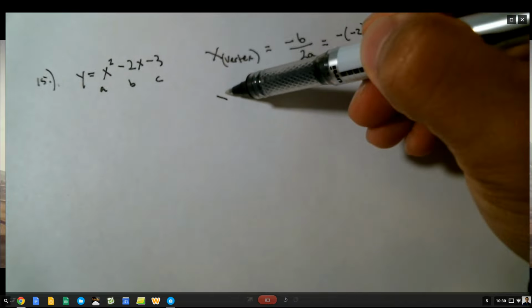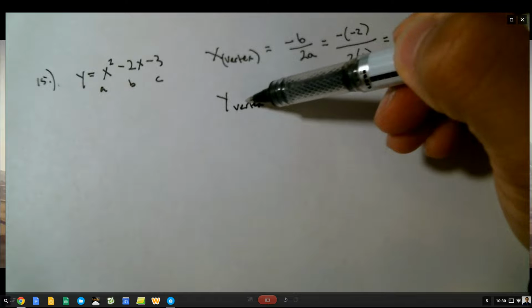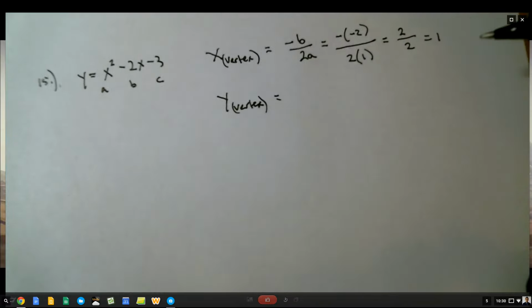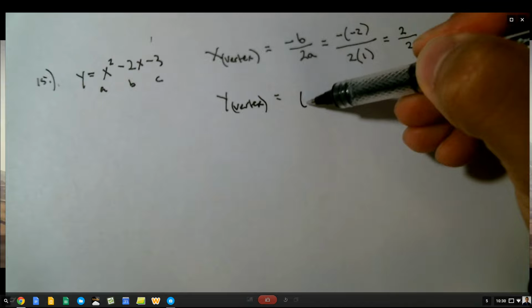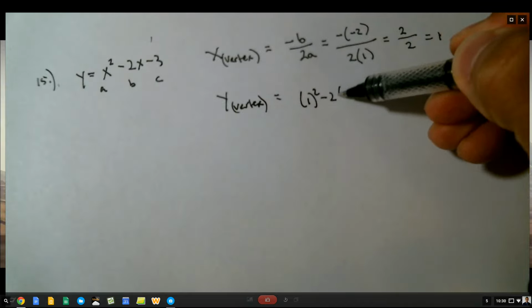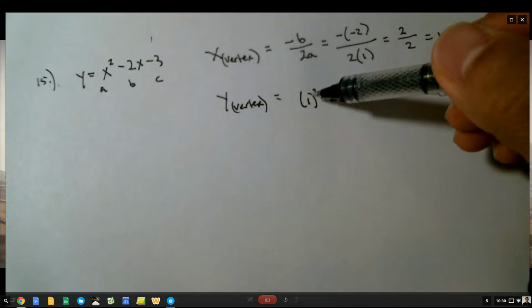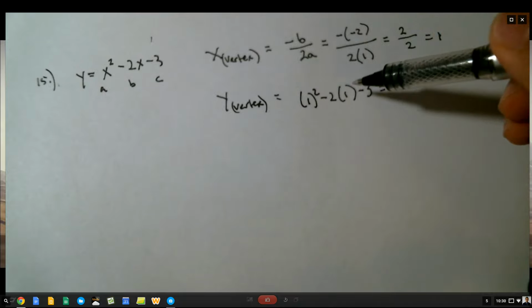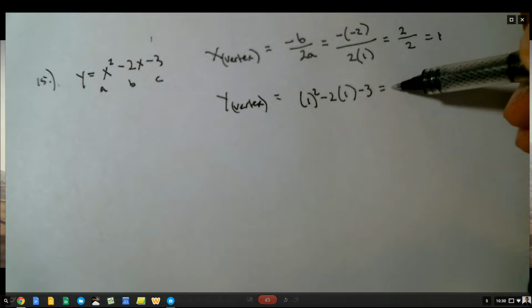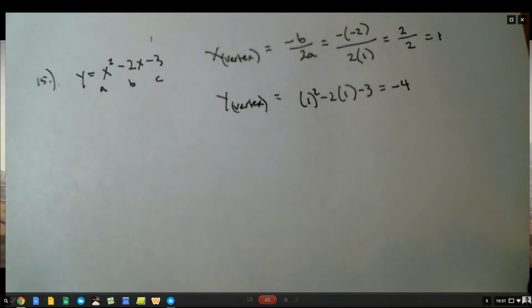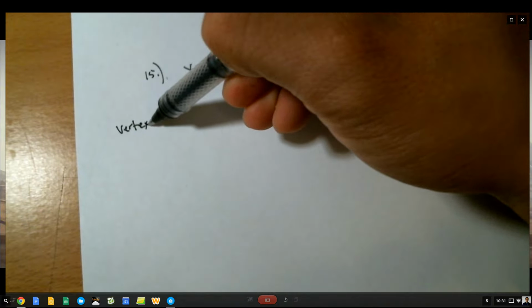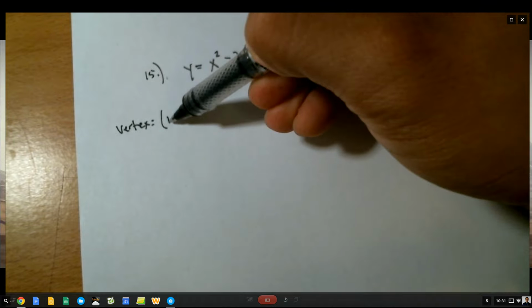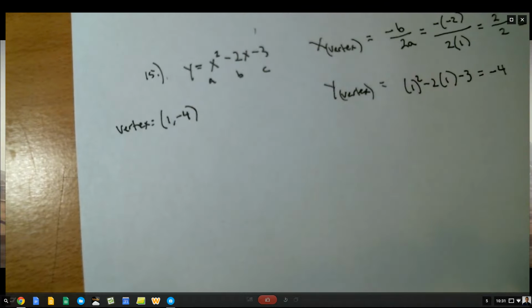How do we get the y coordinate? Well, that is simply plugging in 1 for x and solving for y. So let's do that. We have 1 squared minus 2 times 1 minus 3. 1 squared is 1, minus 2 is negative 1, minus 3 is negative 4. So we already got one piece of the information needed. The vertex is equal to (1, -4). Now we have the vertex.